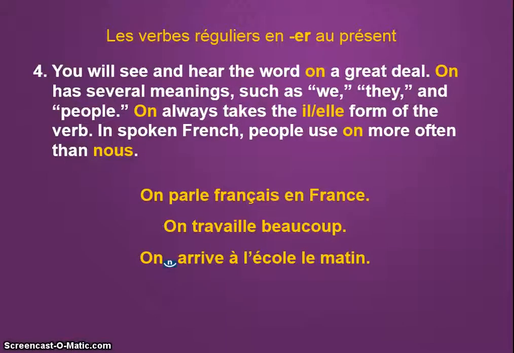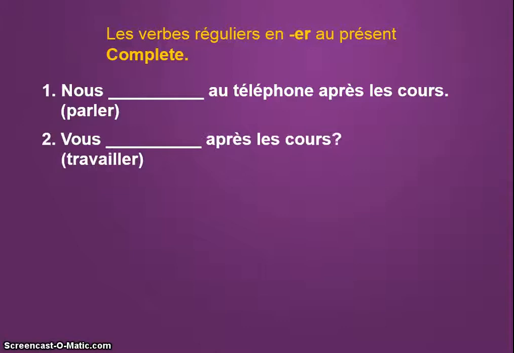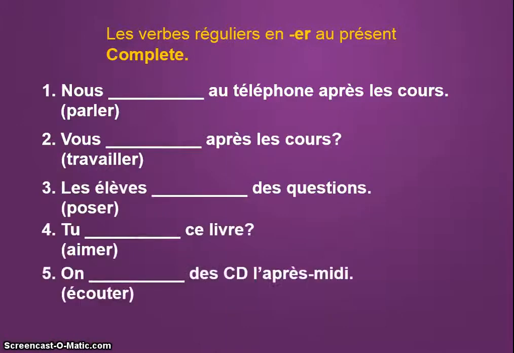On arrive à l'école le matin. You see, this is a very general statement. We might say you arrive at school in the morning, where here we say one arrives at school in the morning. So what I have next here for you are some sentences for you to complete with the correct form of the verb. You'll pause after you get these copied down, and then you will write in the correct form of the verb, and then you'll unpause and you'll see what the answers are.